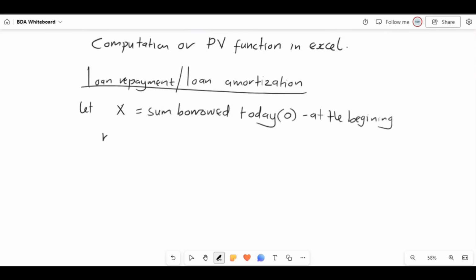Then after borrowing, there must be the rate of interest. Let R be the rate of interest, and let N be the period of the loan.